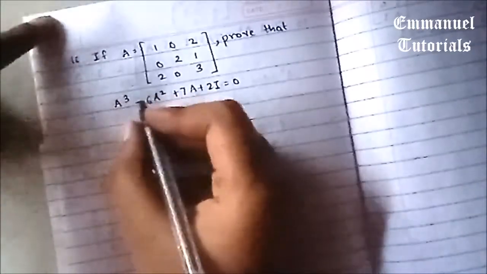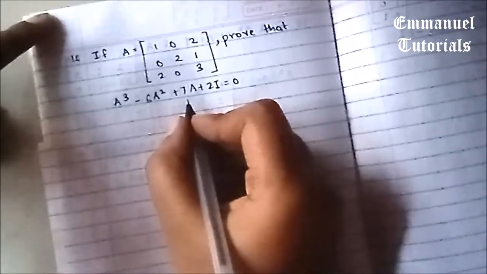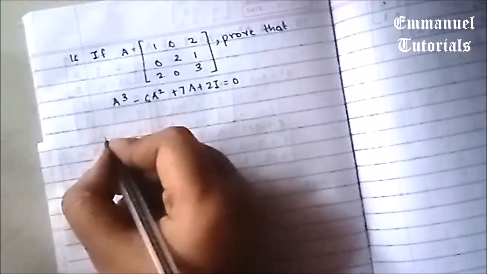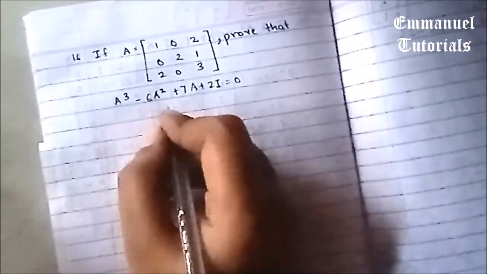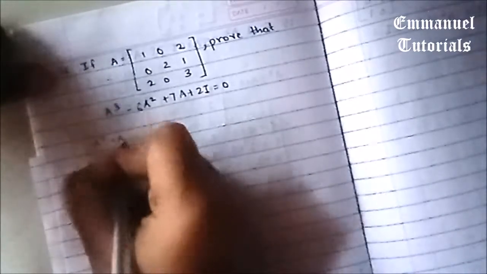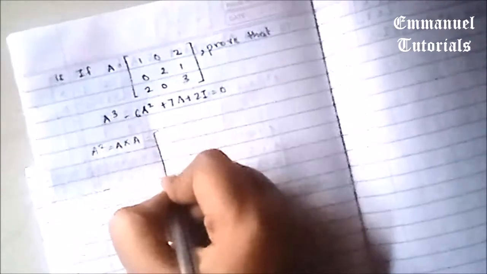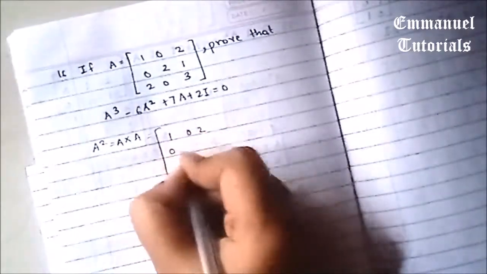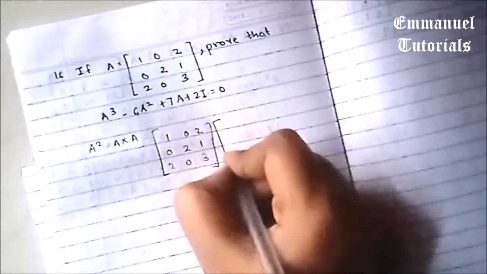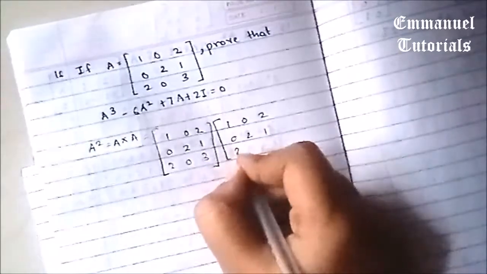If A is equal to 1, 0, 2, 0, 2, 1, 2, 0, 3, you have to prove that a cube minus 6a square plus 7a plus 2i is equal to 0. So first let's find out a cube, which is a square into a. So before that we can just find out a square. a square is equal to a multiplied by a, which is equal to 1, 0, 2, 0, 2, 1, 2, 0, 3 multiplied by the same 1, 0, 2, 0, 2, 1, 2, 0, 3.